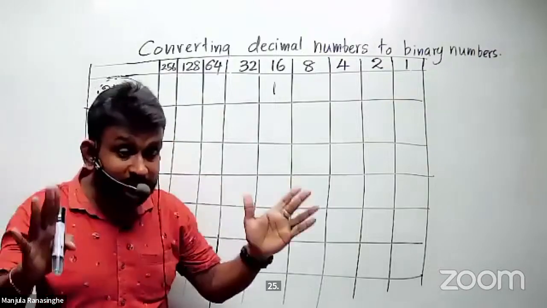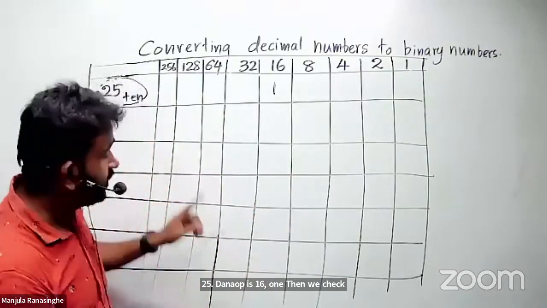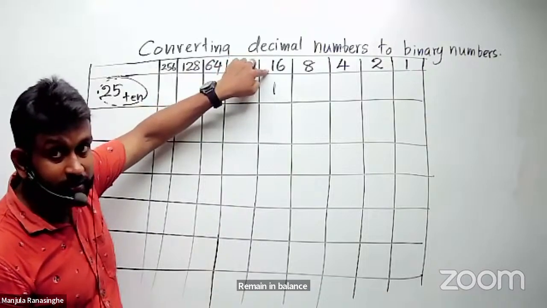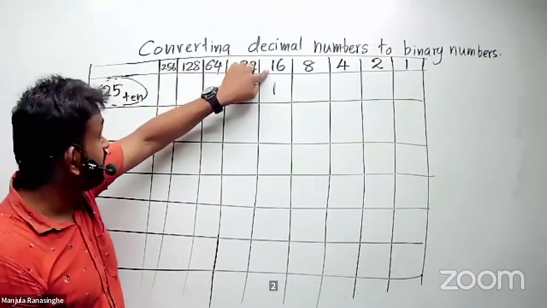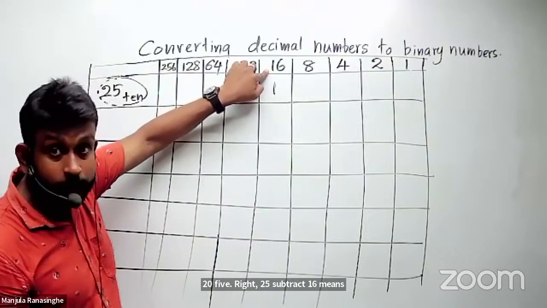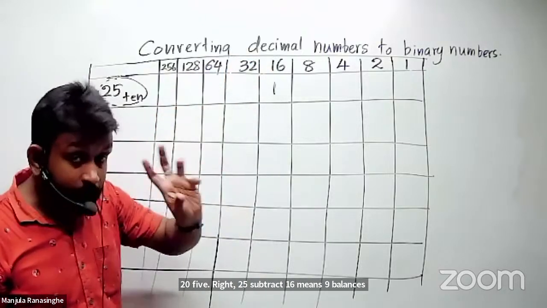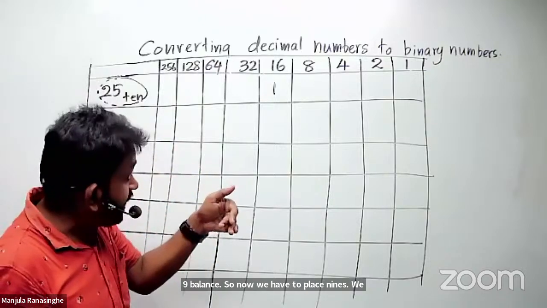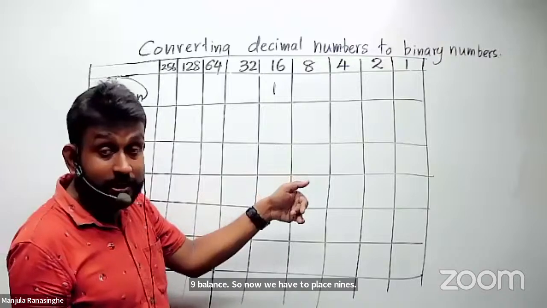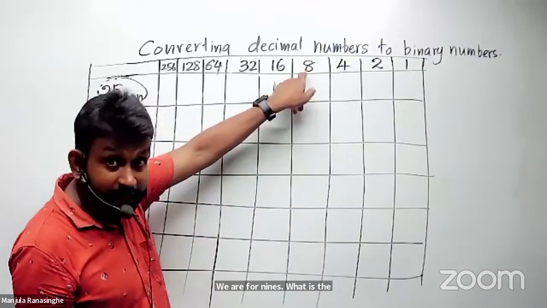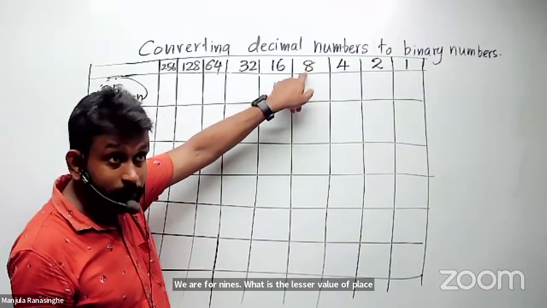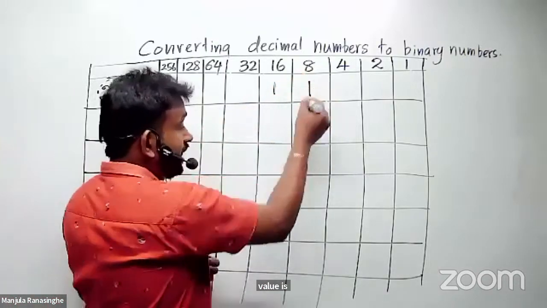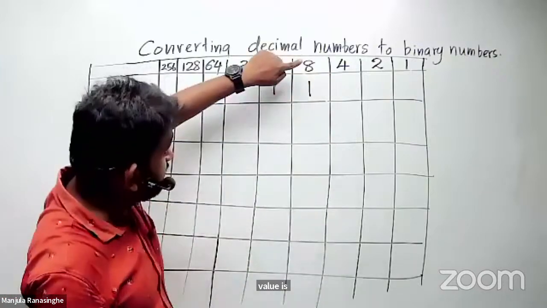Then we check what is the remaining balance. 25 subtract 16, what is the answer? 25 subtract 16 means 9 balance is there. So now we have to place 9. For 9, the lesser place value is 8. Now we put 1 for 8. So 9 was there, now we place 8.